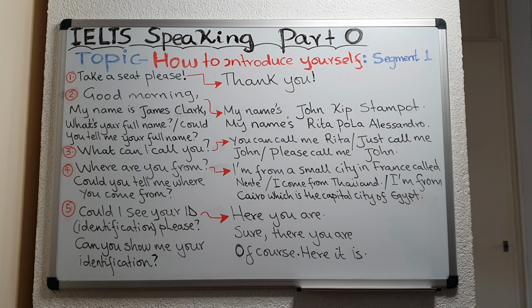You can answer that question in different ways. When the examiner says, what's your full name? You can say, my name's John Kip Stamport. Remember to use the contracted form of my name's. Instead of saying my name is John Kip Stamport, use the contracted form and say my name's John Kip Stamport.